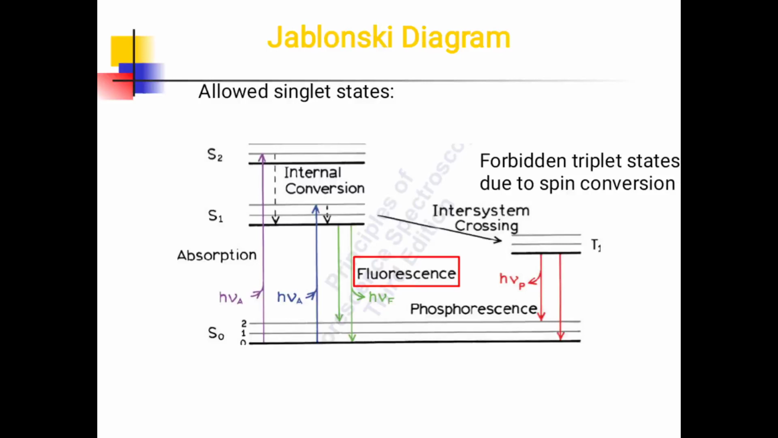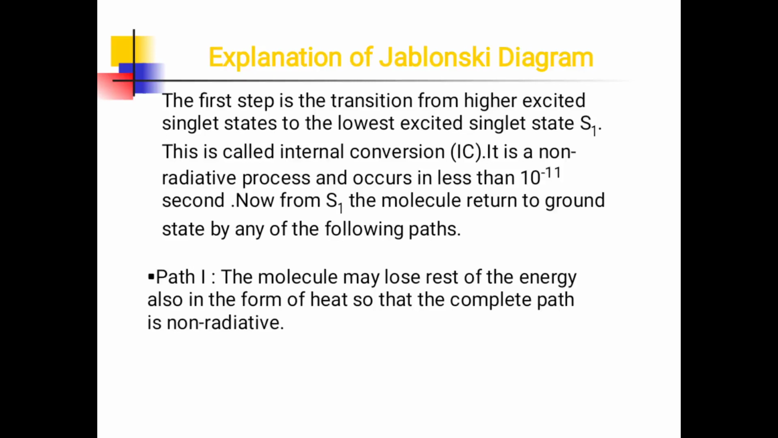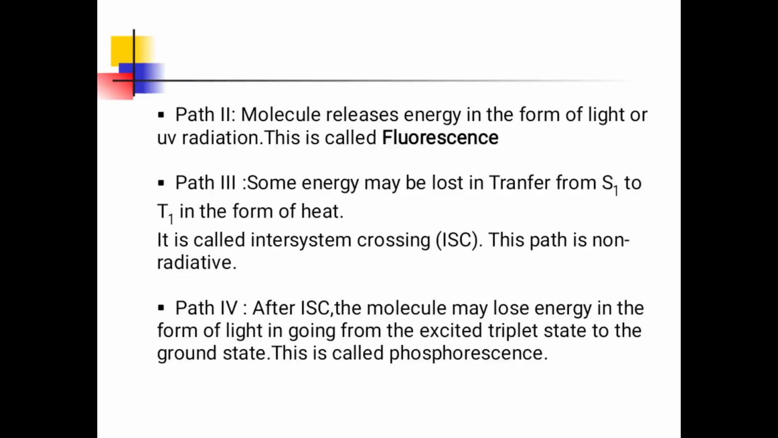Jablonski diagram explanation. The first step is the transition from the higher excited singlet state to the lower excited singlet state S1. It is called internal conversion. It is a non-radiative process, occurring in less than 10 to the power minus 11 seconds. Now from S1 the molecule returns to the ground state by the following paths. Path 1: the molecule may lose the rest of the energy as heat, and this path is non-radiative. Path 2: the molecule releases energy in the form of light or UV radiation. This is called fluorescence. Path 3: some energy may be transferred from the S1 state to the T1 state. It is called intersystem crossing, ISC.